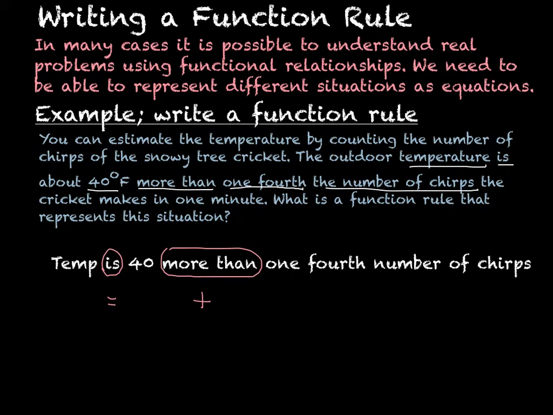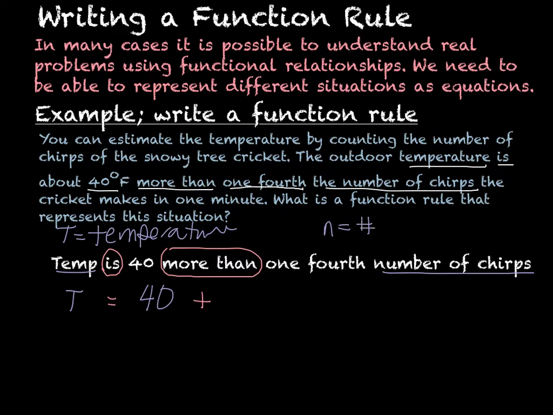And then, like this one right here, we're going to have to come up with some variables. So let's say that T is going to equal my temperature. So there's my temperature. So I'm going to put T is 40 more than 1/4 the number of chirps. So I have to do another variable here. It doesn't matter what variable you use. You could use C for chirps or N for number. N equals the number of chirps.